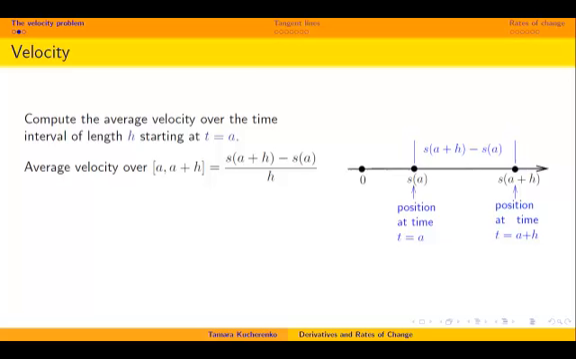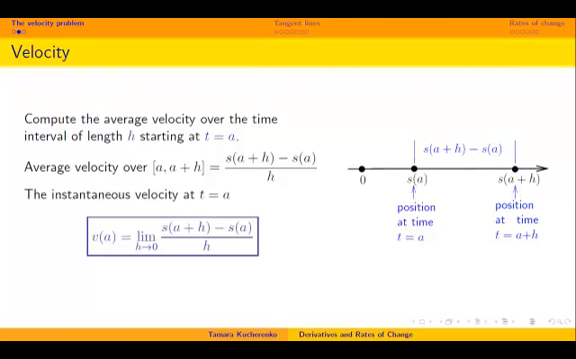Suppose we compute the average velocities over shorter and shorter time intervals. In other words, we let h approach 0. The instantaneous velocity at time t equals a is the limit of these average velocities. V of a equals the limit as h approaches 0 of s of a plus h minus s of a divided by h.